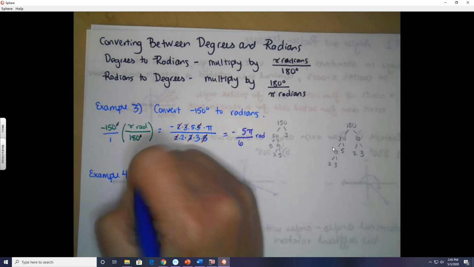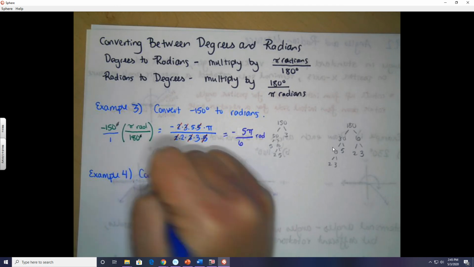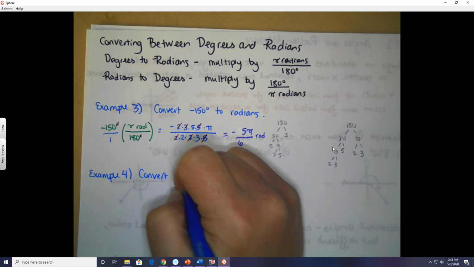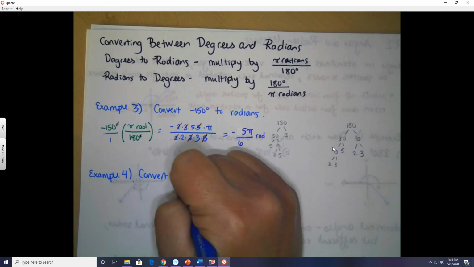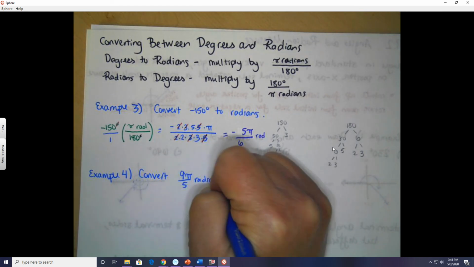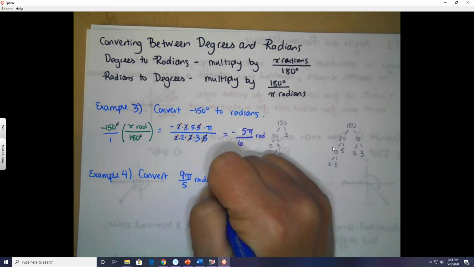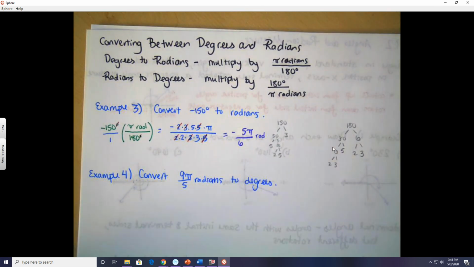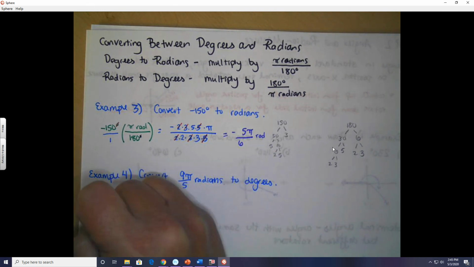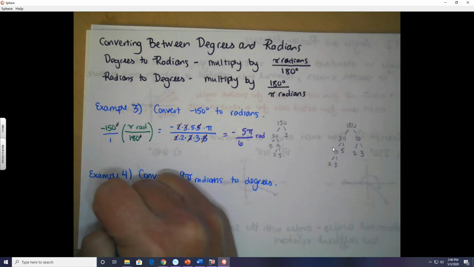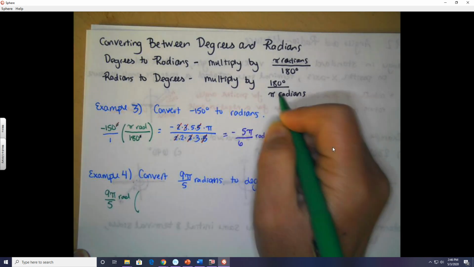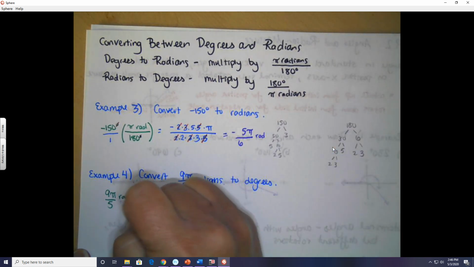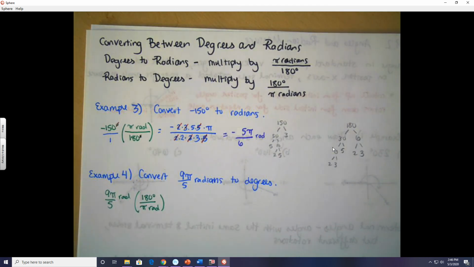We're going to convert 9 pi over 5 radians to degrees. Okay. So our initial setup, we're going radians to degrees. So we take our radians, 9 pi over 5 radians, and we're going to multiply that by 180 degrees over pi. And notice right away that our radians are going to cancel out.